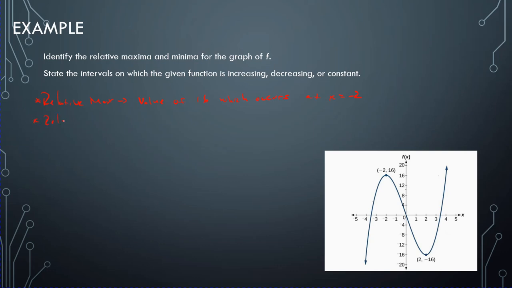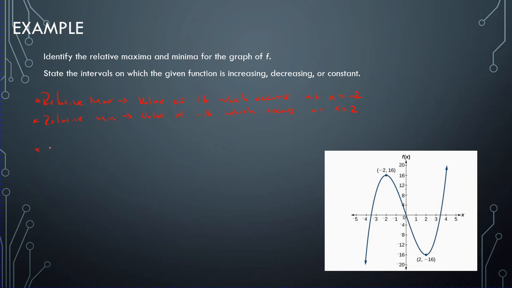Has a relative min. Okay, so look, do you see anywhere where it has a valley? Yes, absolutely. It has a relative min value of -16, which occurs, it looks like it occurs at the x value 2. Okay, so you want to state what the value is and look where it occurs.